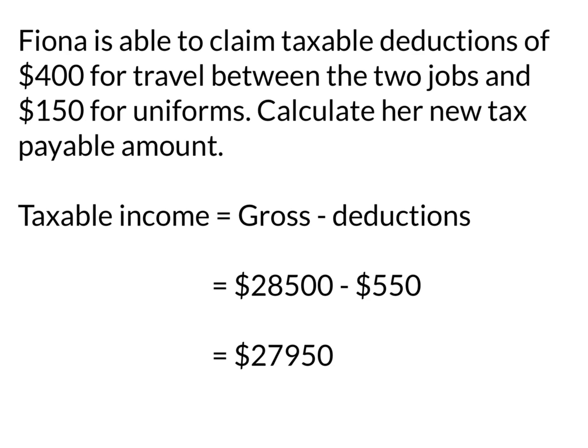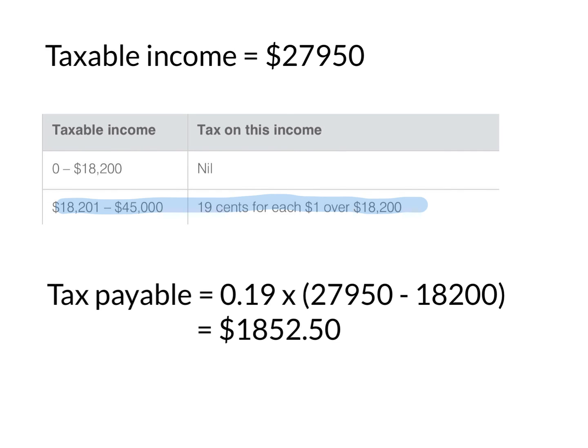So her taxable income to use in that table is $27,950. Once again, that is above that amount where she pays no income tax. So she's going to pay 19 cents for every dollar that she's over $18,200. So that's 0.19 times 27,950 minus 18,200. That's $1,852.50, which is about $100 less than before she had the deductions.